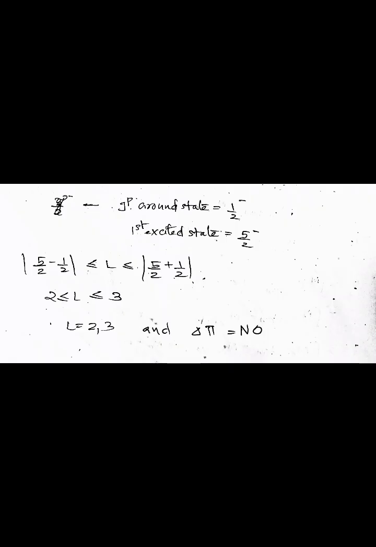So here the L value is 5/2 minus 1/2 less than or equal to L less than or equal to 5/2 plus 1/2, that is 2 less than or equal to L less than or equal to 3. That is L is equal to 2 and 3, and as the parity has no change, delta pi is equal to 0. If L is equal to 2 and delta pi is no, it is E2. Then for L is equal to 3, delta pi is no, it is M3.